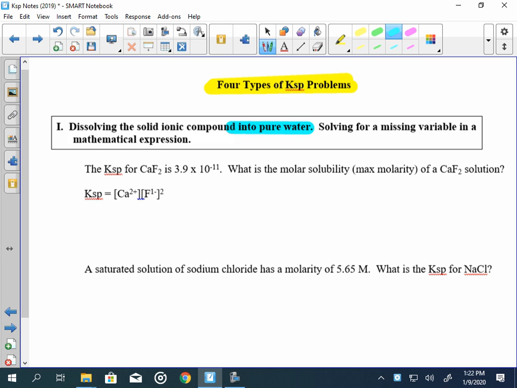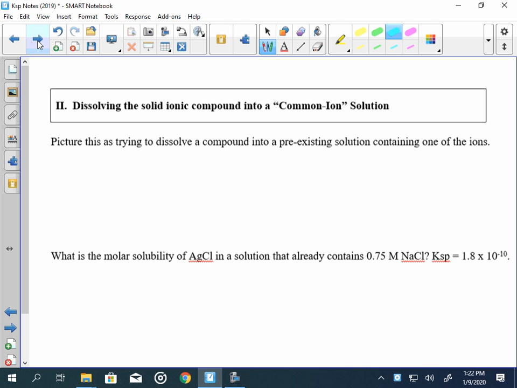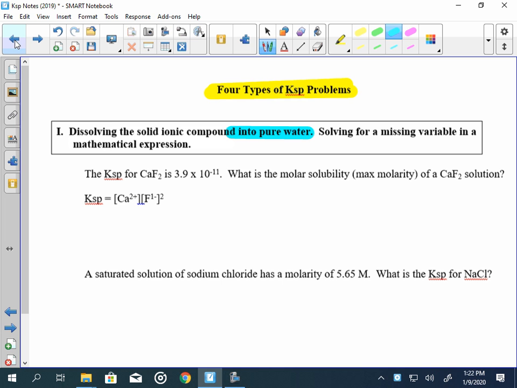In Category 2, I'm going to jump down on the page here. Now, in Category 2, we're going into a common ion solution. All right? And we'll talk more about what that means. But first, we'll knock out category number 1.